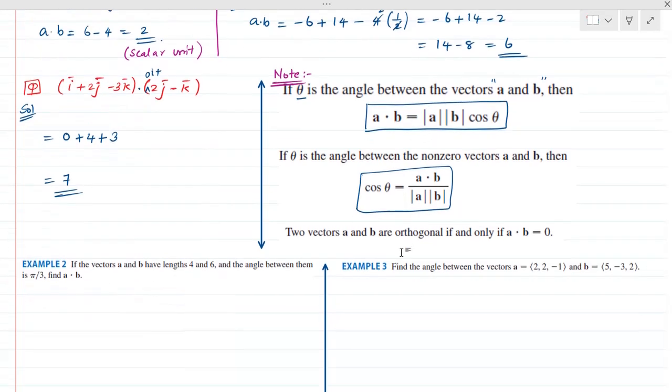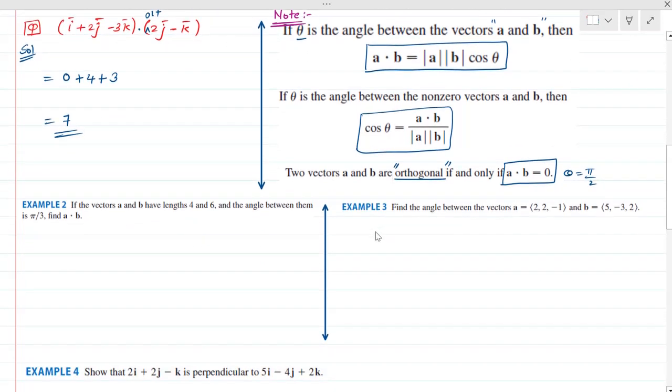So if the dot product is equal to 0, the theta value is equal to 90 degrees, as we already know. Whenever you get a dot product equal to 0, we say it is orthogonal. Orthogonal means perpendicular. So A and B are perpendicular to each other.